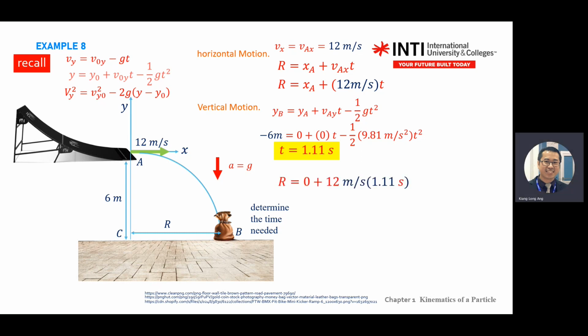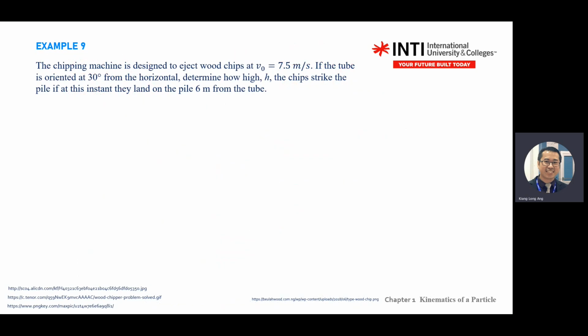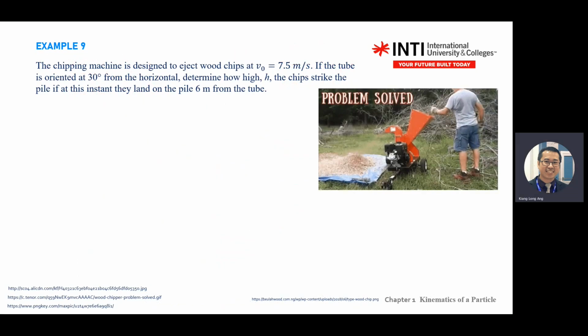Okay, makes sense to you. Then once you have time, substitute T into the previous equation in the horizontal. Means you can either solve the left-hand side horizontal or vertical simultaneously. You substitute back, you get your R equal to 13.3 something. Any questions so far? No question, we move on. Example number 9.